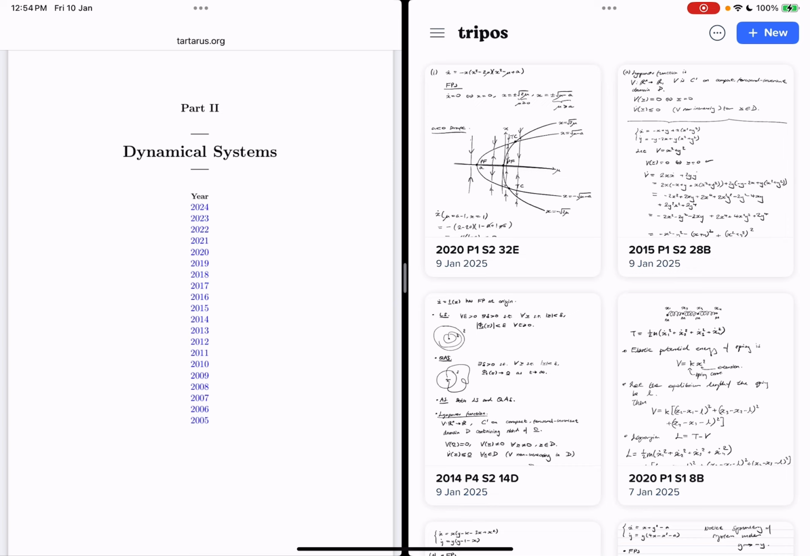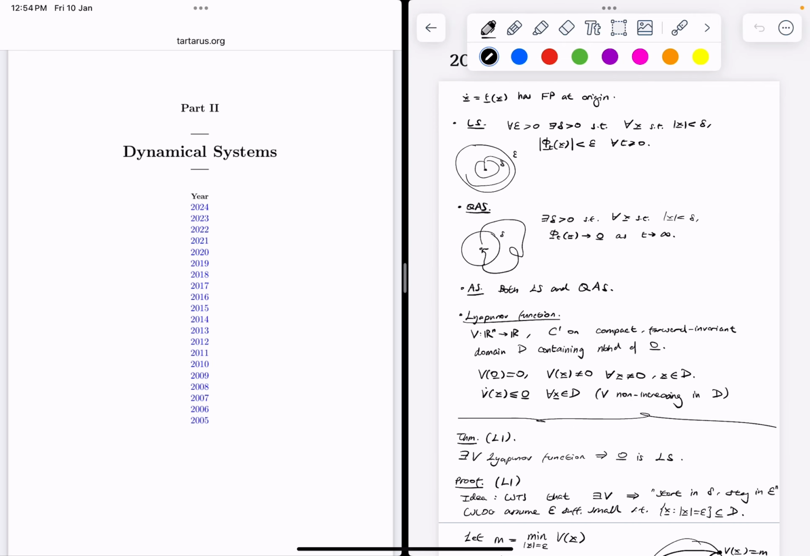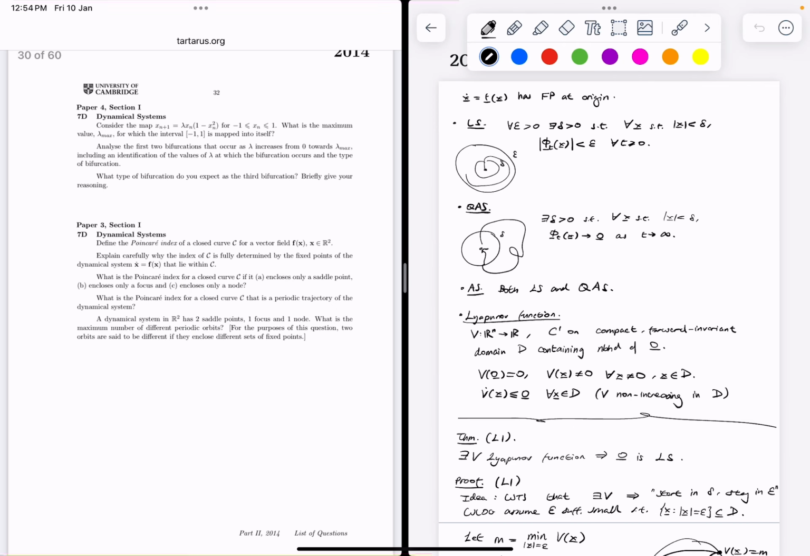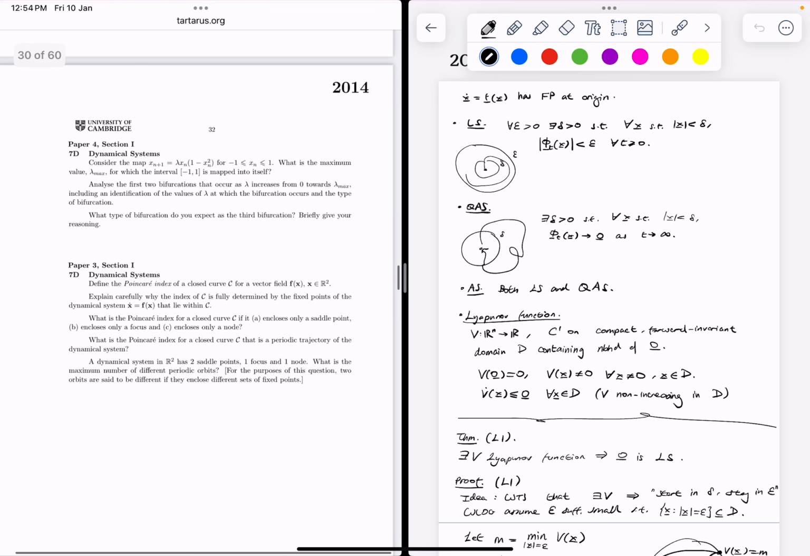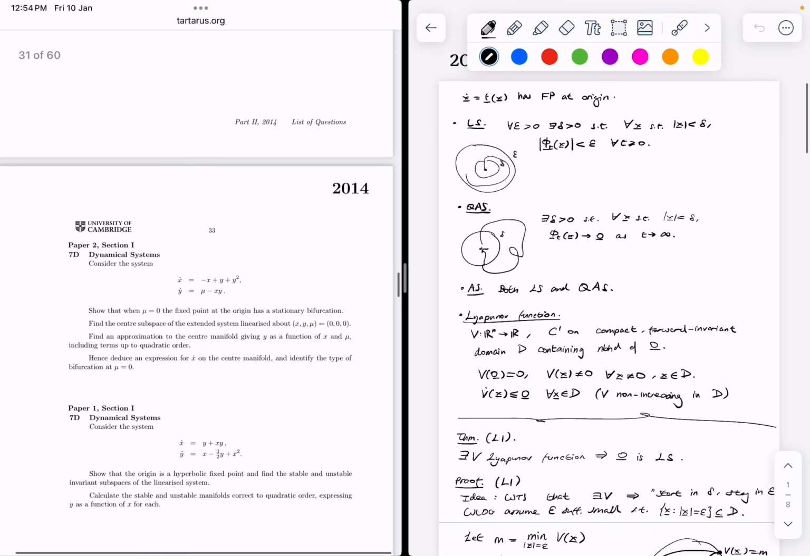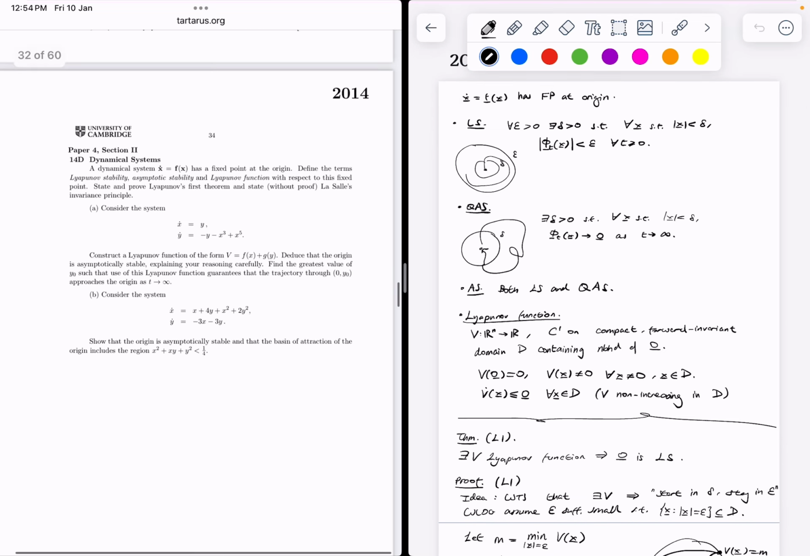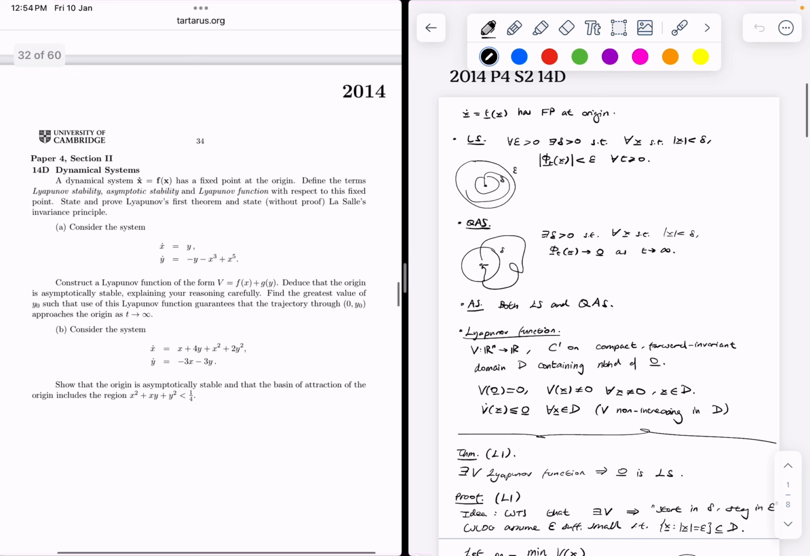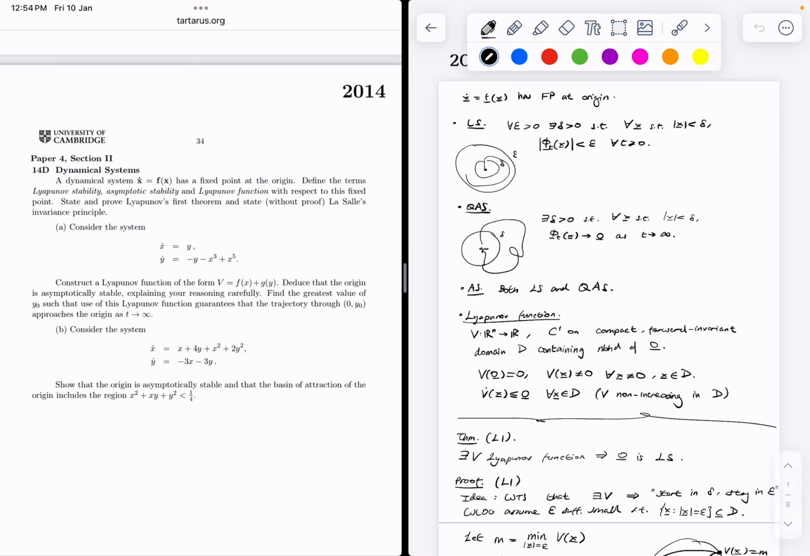So, we'll start with the question from 2014, paper 4, section 2. So it's this question, and it's on the questions I attempted yesterday.